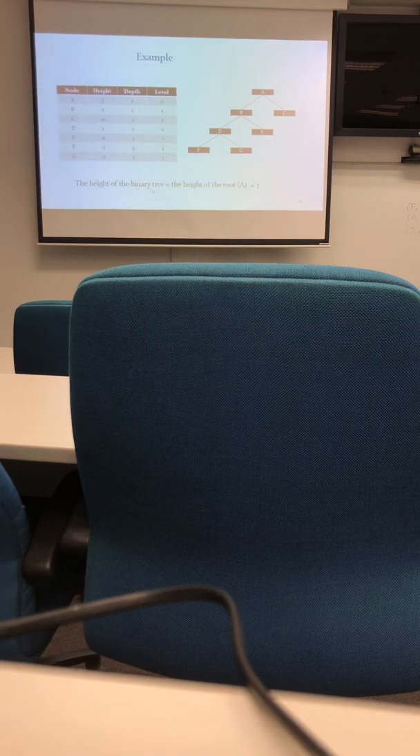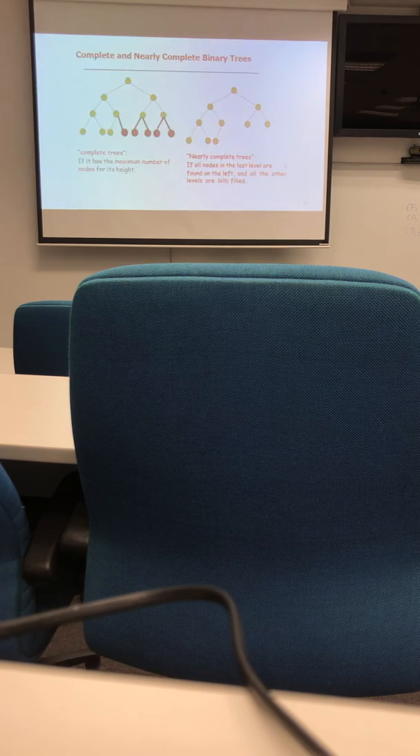And the height of the binary tree is the height of the root. So the definition of the height of a binary tree is the height of the root. In this case, the root is A. The height of the root is 3. So the height of the binary tree is 3.